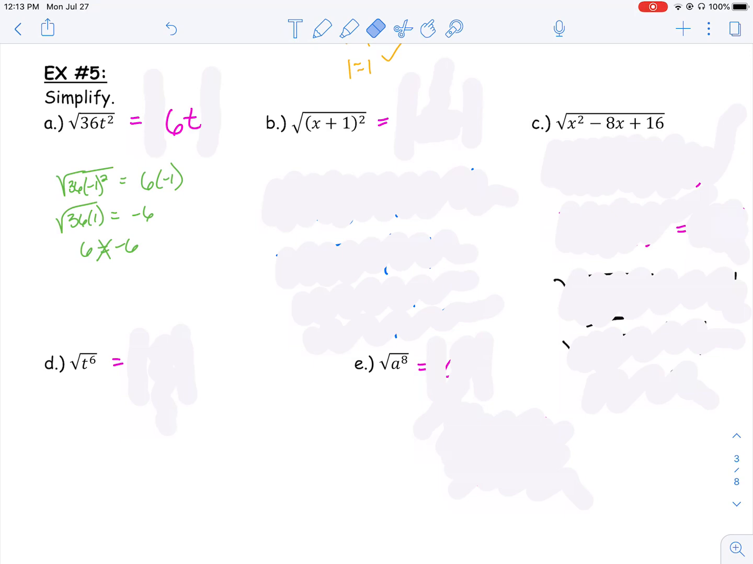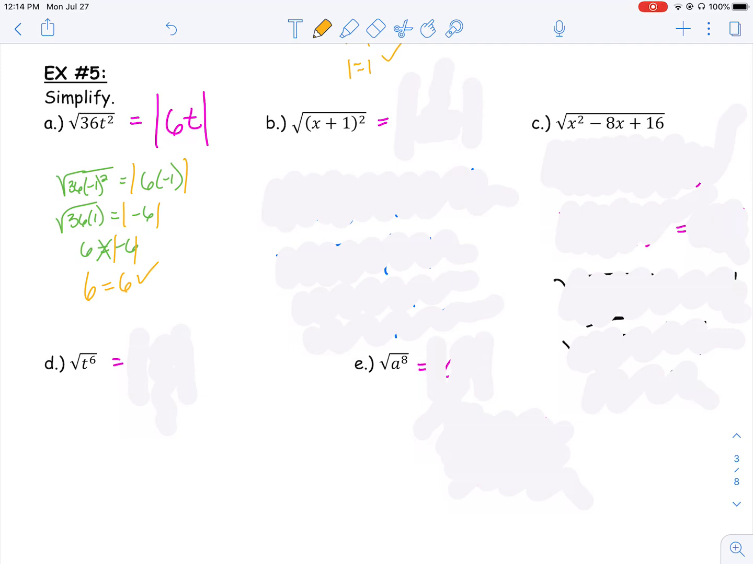No. So I need to do something to my answer to make sure that it actually is the correct answer and works for any value of t. What would I have to do? Well, if I put some absolute values on it, would that make the statement now true? Well, 6 equals, the absolute value of -6 is 6, so now it works, and now my answer is true. The square root of 36t squared is really the absolute value of 6t, not just 6t, but absolute value of 6t. Let's do some more.